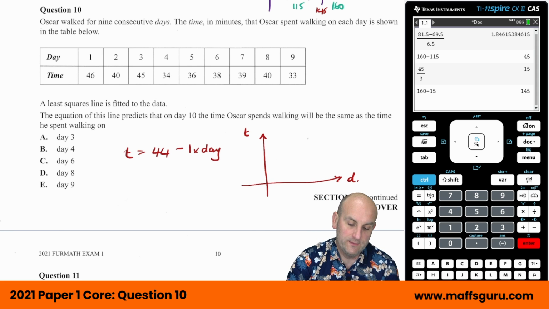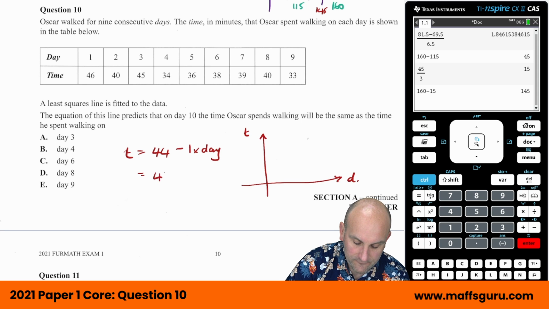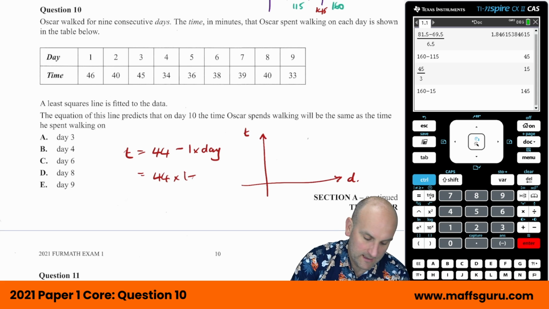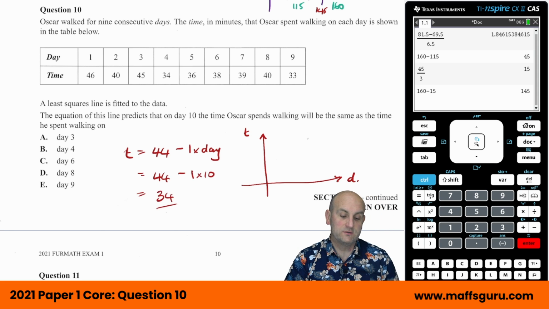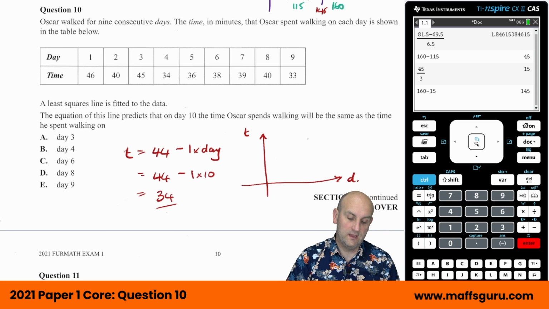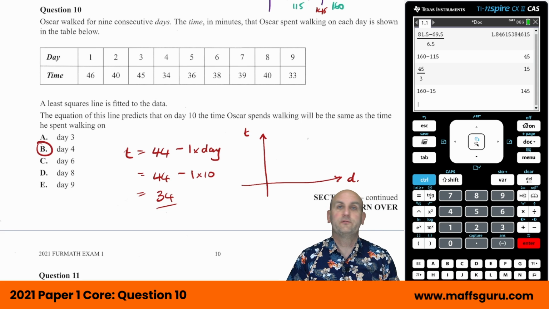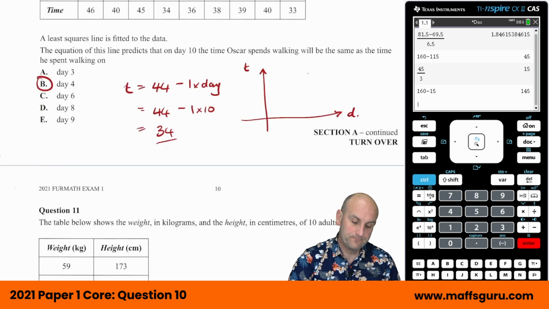Because it now wants me to predict day 10, I did 44 minus 1 times 10, which gives me 34. So what I had to do then was look at what day was the same as 34, and it was day 4. So I reckon B was the correct answer.